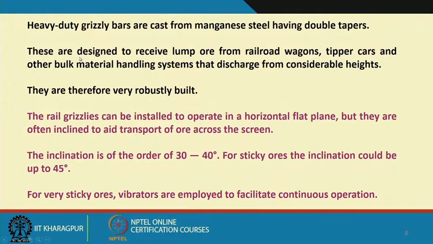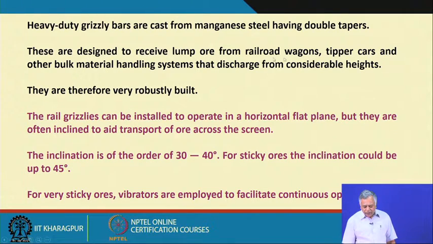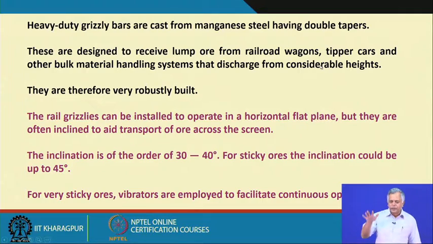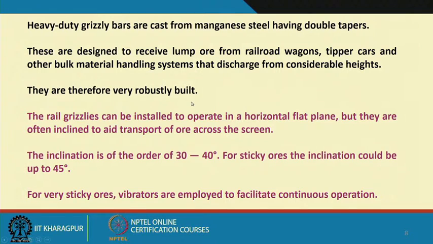So, that is why it is written that these are designed to receive lump ore from railroad wagons, tipper cars and other bulk material handling systems that discharge from considerable height. So, you have to take into consideration how the material will be discharged on the screen surface, and that will help you in deciding what should be the dimensions of my grizzly bars. They are therefore very robustly built. The rail grizzlies can be installed to operate in a horizontal flat plane, but they are often inclined.